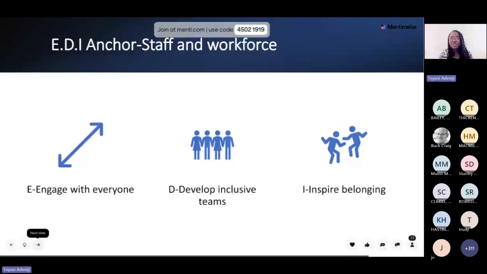Right, so when I think about EDI from a staff workforce perspective, E for me is engaging with everyone. D is developing inclusive teams. I is to inspire belonging. Remember what I said about people fulfilling the E and the D, but not having that place where they feel like they actually belong. They're just there because it's going to pay their bills, really. We need to change that narrative as much as possible.